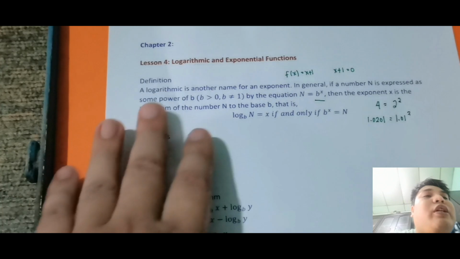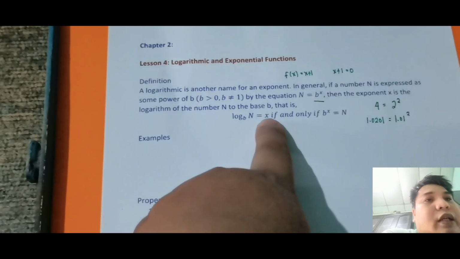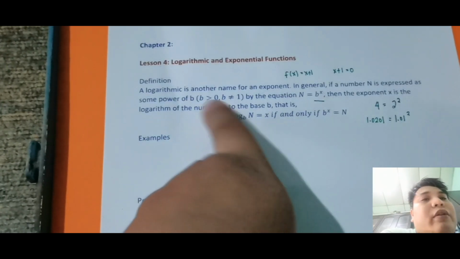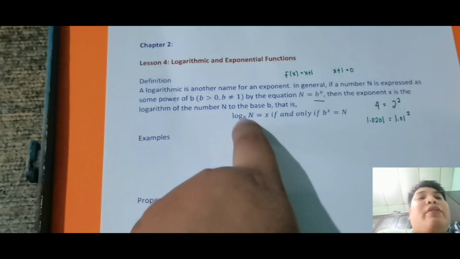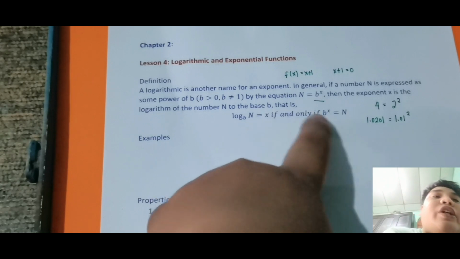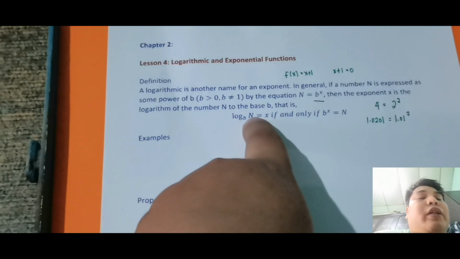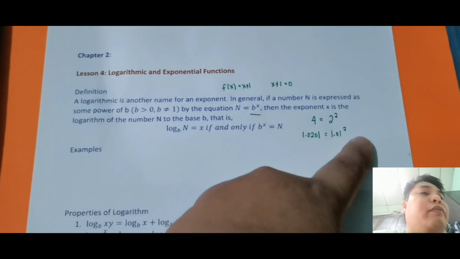So now, pansinin nyo paano siya ginawa, no? So again, may pattern lang siya. Kung napansin nyo, yung x sa kabilang part o sa right side is naging exponent dun. So ano nangyari? Yung base na yun, di ba, logarithm of the number n to the base b. So yung b na yun, siya yung base sa pagdating sa exponent, tapos magiging exponent yung nasa right side. Okay, then equal part na yung ating n.